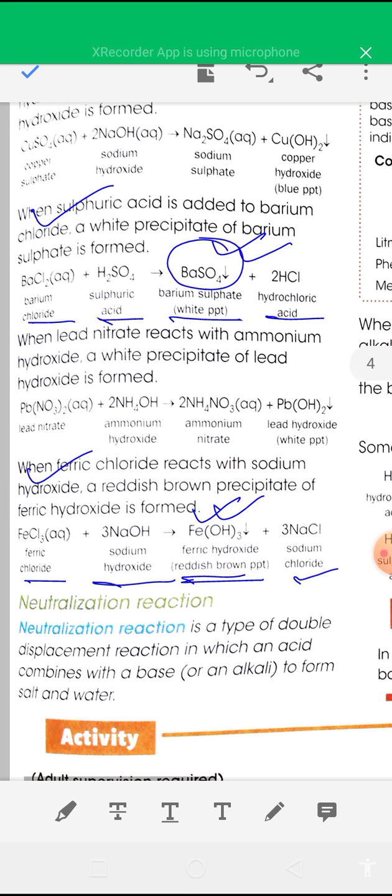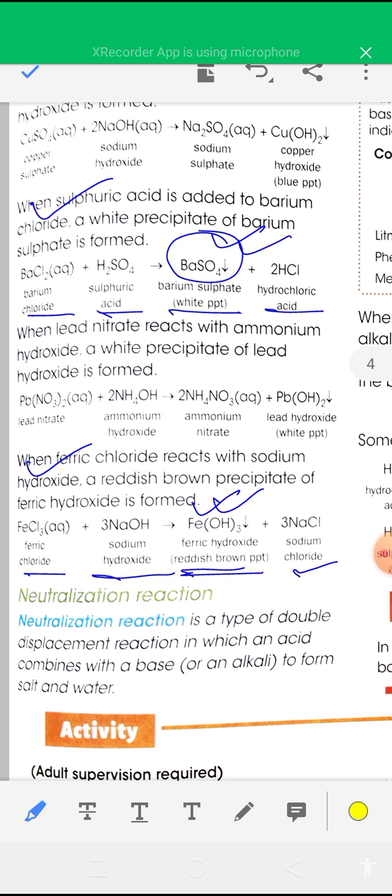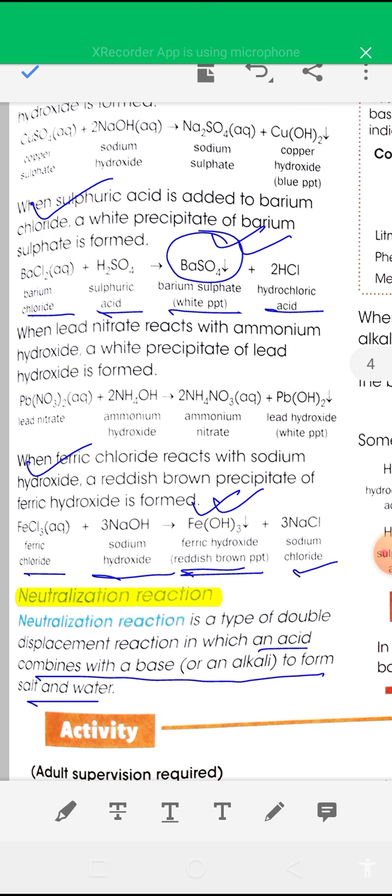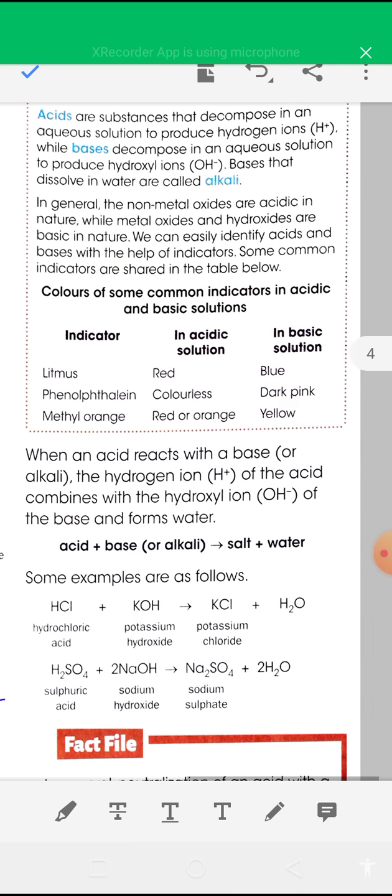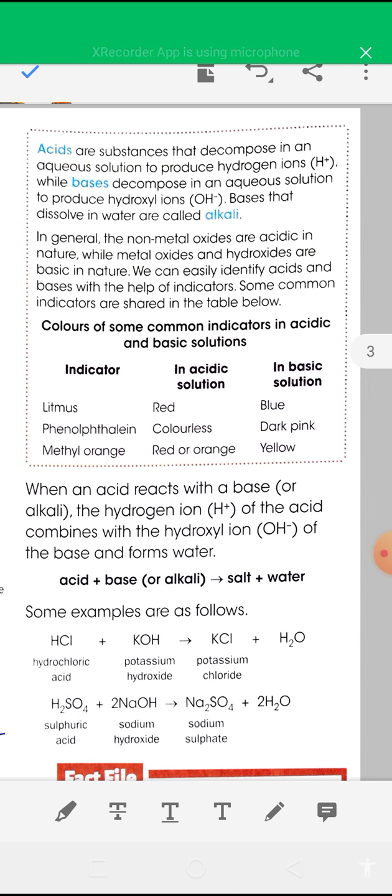And the second type of double displacement reaction is neutralization reaction. So what is a neutralization reaction? It is a type of double displacement reaction in which an acid combines with a base to form a salt and water. When an acid combines with a base, the reaction is known as neutralization reaction.